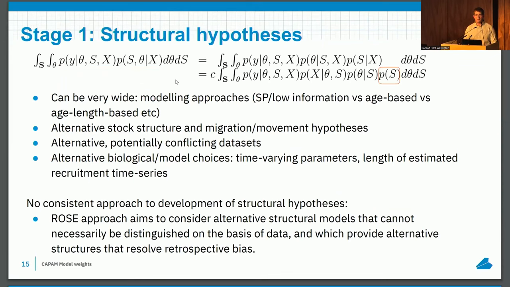I think Carolina's idea of having spatial versus non-spatial models to diagnose and understand what your spatial models are doing is a really good one. It also extends to perhaps having potentially conflicting data sets or alternative biological model choices, for example, time-varying parameters. A lot of those, you can argue whether they're actually parameter uncertainties or structural uncertainties.